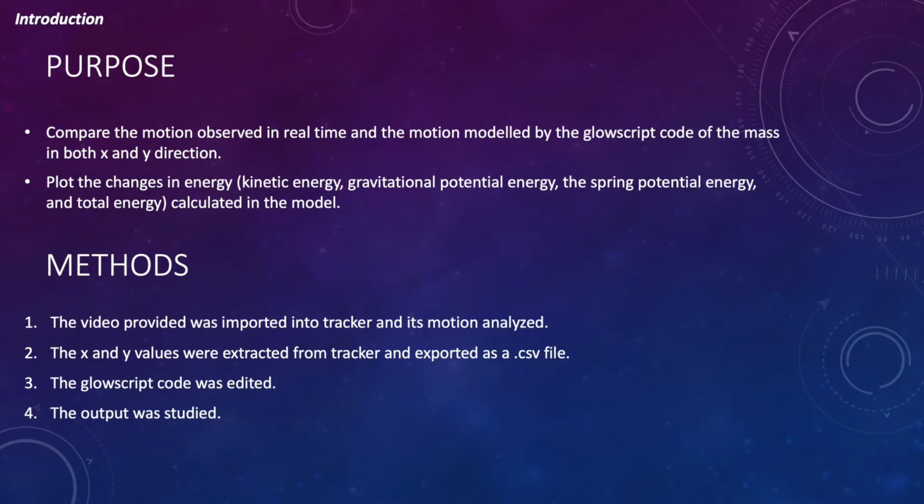The purpose of this experiment is to compare the motion observed in real time and the motion modeled by the GlowScript code of the mass in both x and y directions, and to plot the changes in energy, that is kinetic energy, gravitational potential energy, spring potential energy, and total energy, calculated in the model.